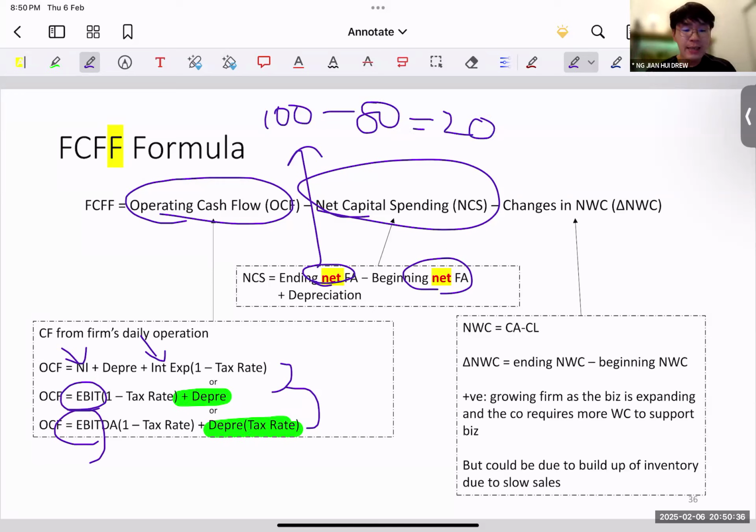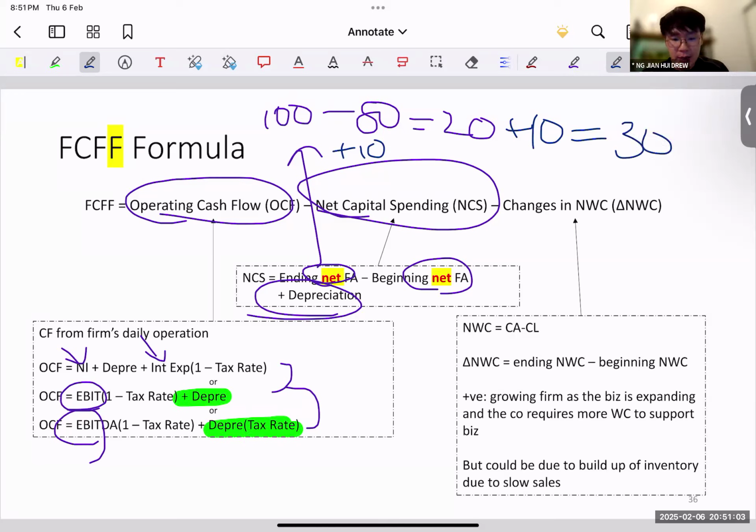But remember that during the year, when you increased from 80 to 100, you actually had some depreciation, which is why you add back depreciation. Let's say your depreciation amount is 10. So that's why you need to add 10 here. And your net capital spend, or your capex, is 30.